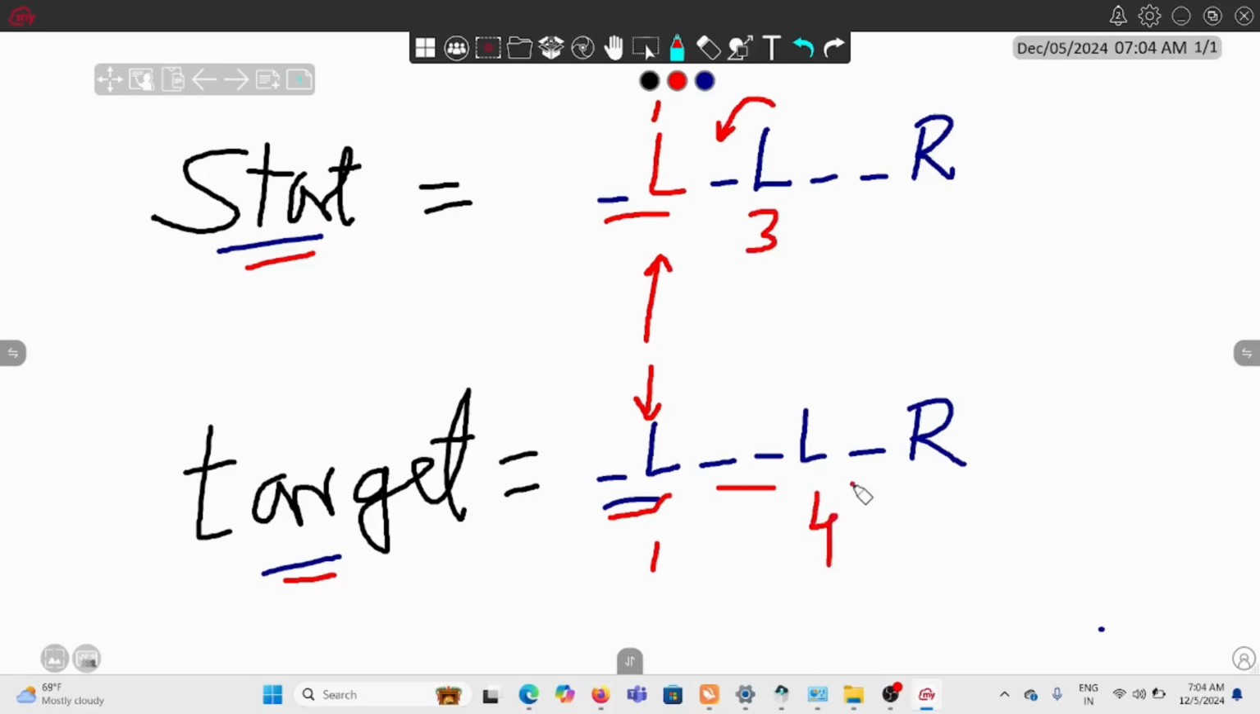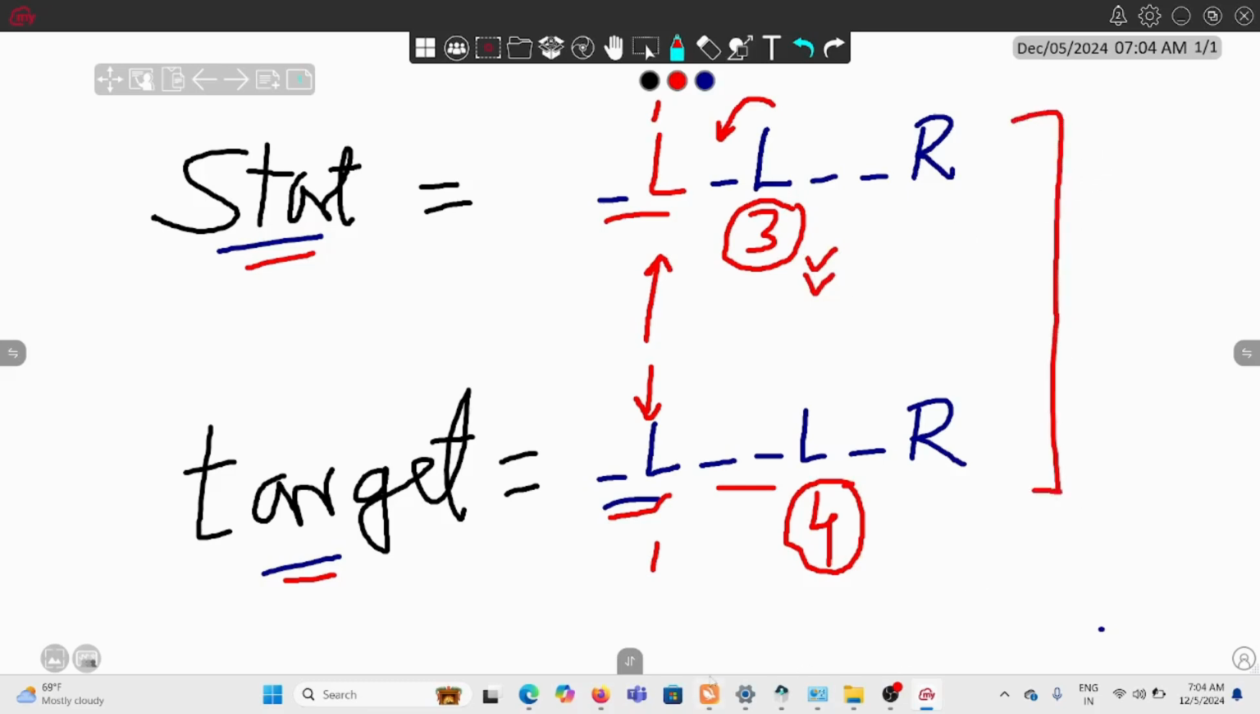So here we can clearly say that in the target, the index of the L should not be greater than the index in the start. Otherwise, that also will never be possible, because L has only the option to decrease its index, it cannot increase, correct? Because it can go only to the left side. So this is the scenario of L.